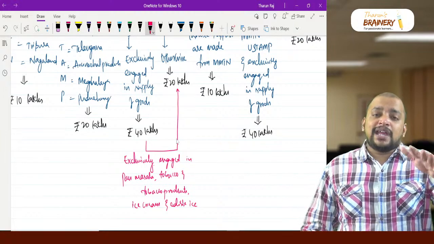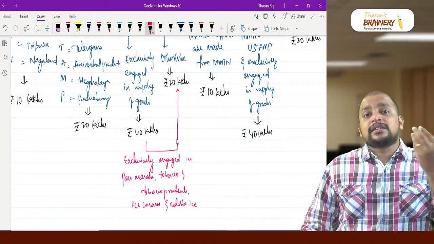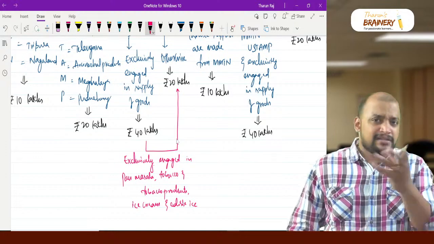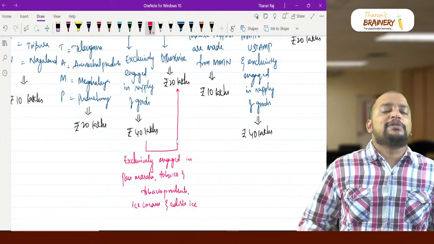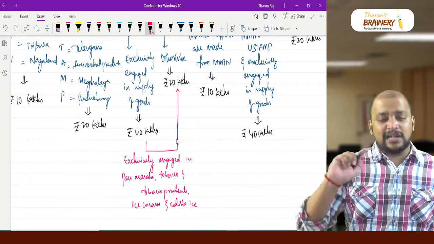What if I am engaged in supply of only goods, in which some goods are pan masala, tobacco products? Then 40 lakhs only. So exclusively when you are engaged in pan masala, tobacco products or ice cream, edible ice, then it will be 20 lakhs.